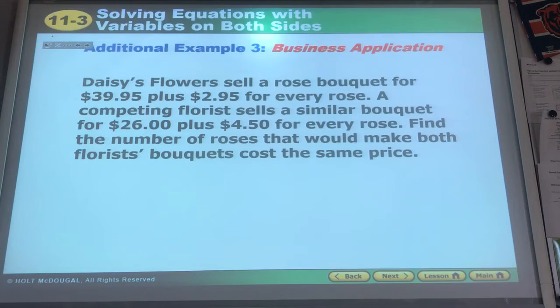Now we put out word problems. Oh, fun, fun, fun. Daisy's Flowers sell a rose bouquet for $39.95 plus $2.95 for every rose. All right? A competing florist sells a similar bouquet for $26 plus $4.50 for every rose. Find the number of roses that would make both florist bouquets cost the same price. We want to make them equal, but we got to know what to do.